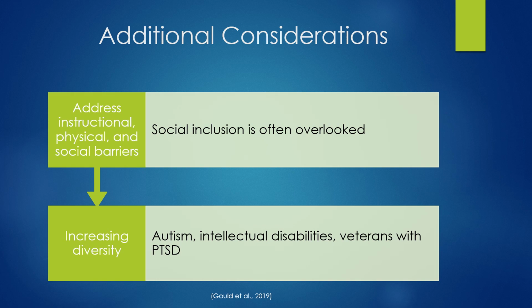Another consideration is the increasing diversity within the disability community. In recent years, there are more students with autism, intellectual disabilities, and veterans with post-traumatic stress disorder on campus than there were in years immediately following the ADA's passage. As more people with disabilities receive services in K through 12, there will be more students with disabilities entering post-secondary institutions.